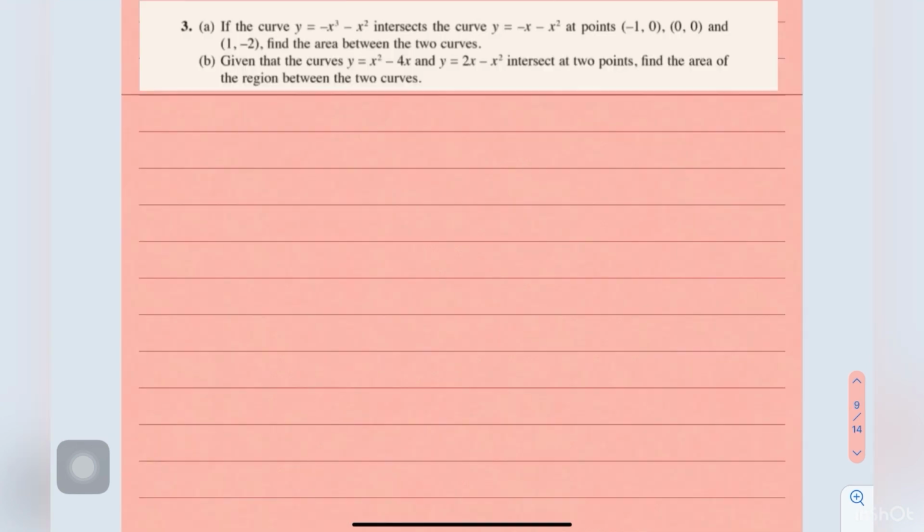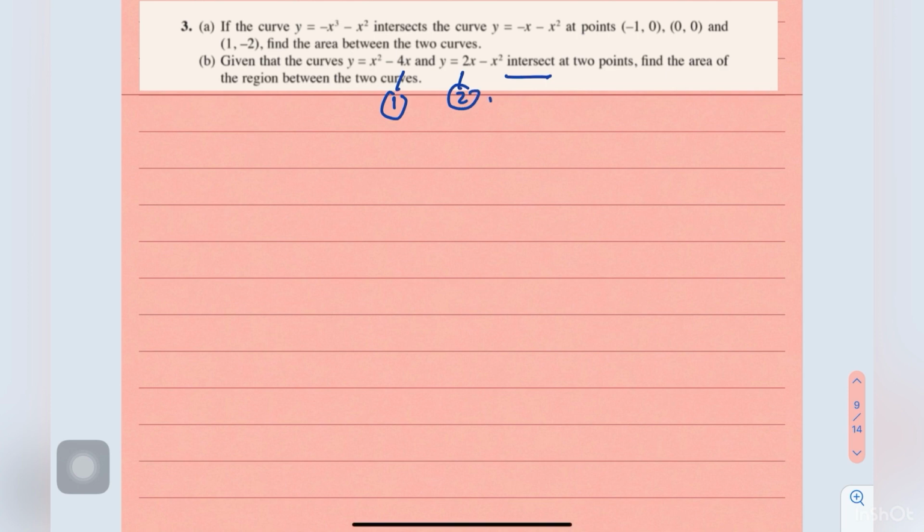Okay, here we got question 3b. Given that the curves y equals x squared minus 4x and y equals 2x minus x squared intersect at 2 points, find the area of the region between the two curves. Intersect at 2 points, you need to find that intersection point first. So by using simultaneous equations, you solve.